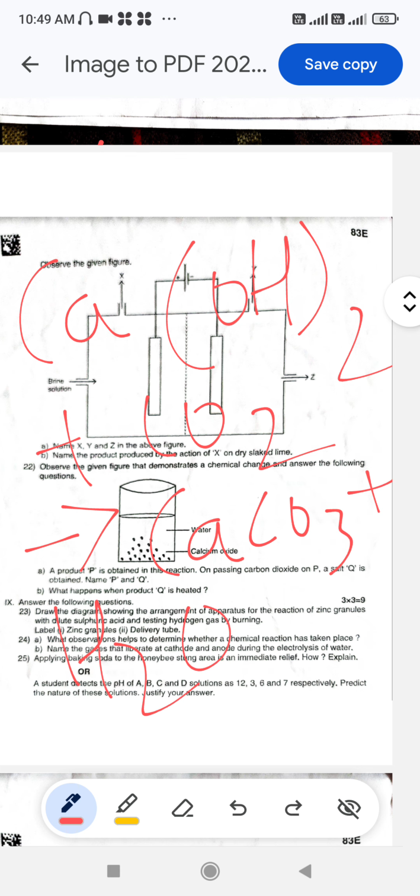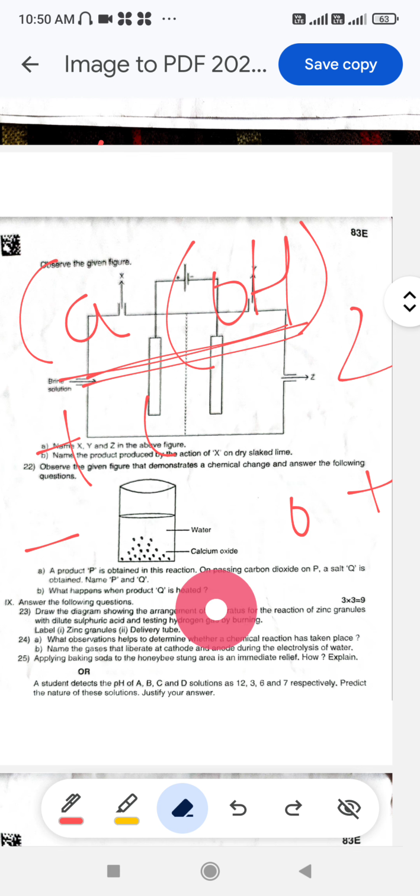Okay, so CaCO3 plus water. Which compound, which salt? Q salt is calcium carbonate, and P is calcium hydroxide. This is the answer for the first part of question 22, right? Here, when water and calcium oxide react with each other, they produce calcium hydroxide, and when that calcium hydroxide is passed through carbon dioxide, they produce the Q salt, named as what? Calcium carbonate, right? This is the answer for part A. Okay, next they have given the B question.